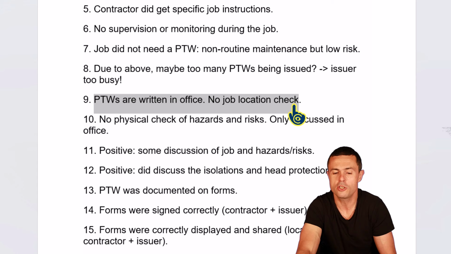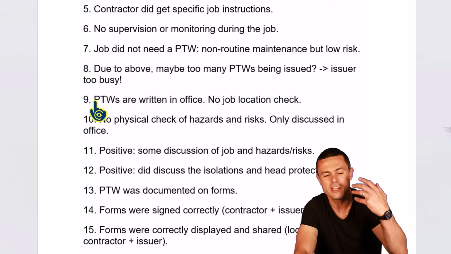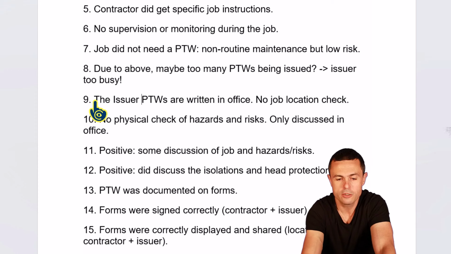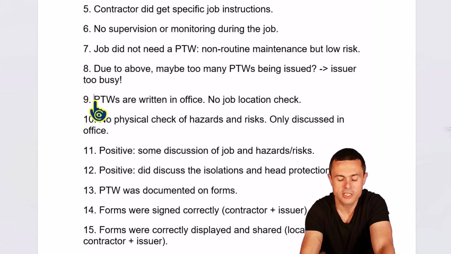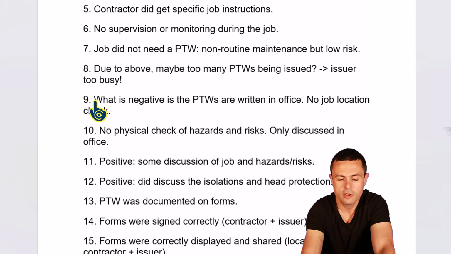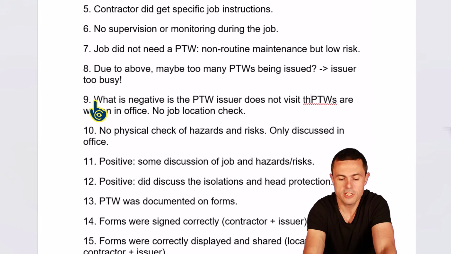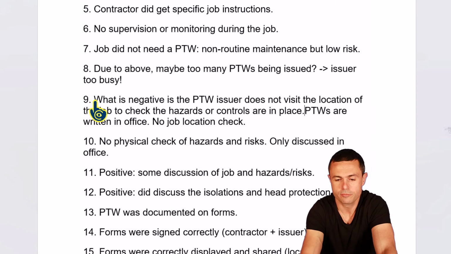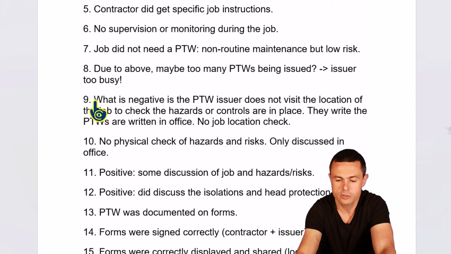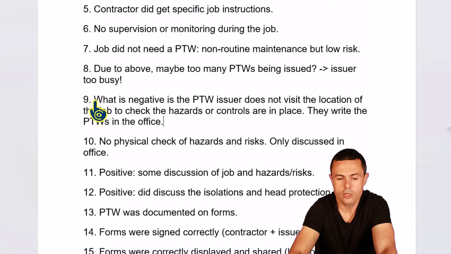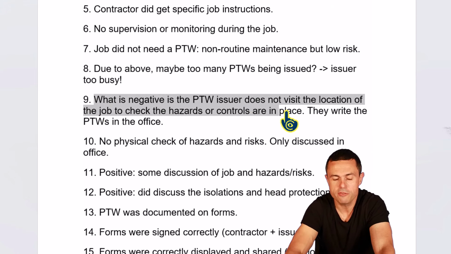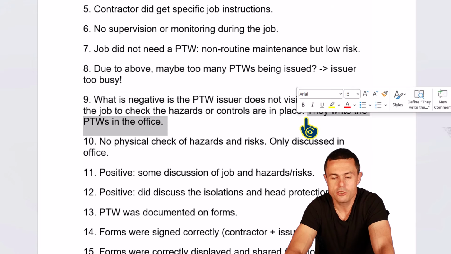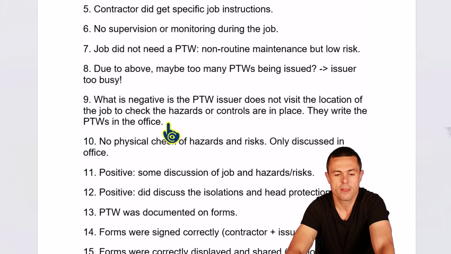PTW is written in the office. No job location check. Again, it's abbreviated, so let's just write that out clearly. Let's start with our point. The point's a negative, isn't it? What is negative is the PTW issuer does not visit the location of the job to check the hazards or controls are in place. They write the PTW in the office. So I've got a point there. That's maybe a little bit too wordy as a negative, but it doesn't matter.